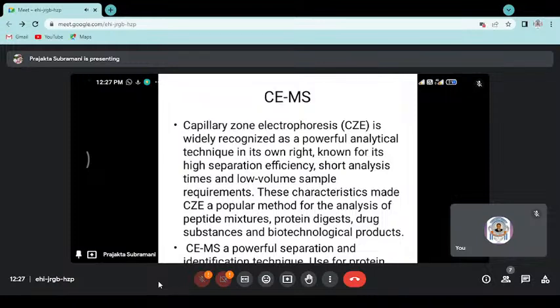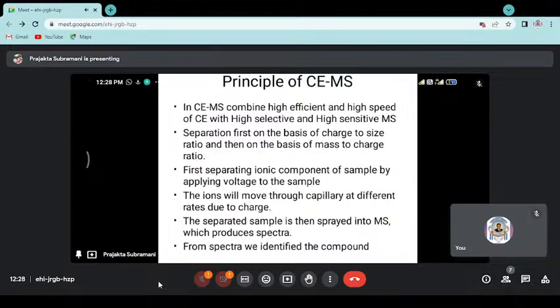So, capillary electrophoresis and mass spectrometry is a powerful separation and identification technique used for protein analysis and peptide analysis, as well as other biomolecular analysis. The principle of the capillary electrophoresis mass spectrometry hyphenated technique, CE-MS, combines the high efficiency and high speed of capillary electrophoresis with highly selective and highly sensitive mass spectrometry. Here, high efficiency and high speed of separation is coupled with a highly selective and highly sensitive mass spectrometer.